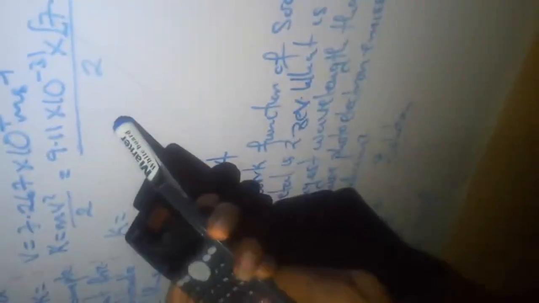We said our KE equals mv squared over 2. So that will be equal to, m here is the mass of the electron, which is 9.11 times 10 raised to the power of minus 31, times the V we've gotten, 7.267 times 10 to the power of 7 squared, then divided by 2. You get that now? So what does that give us?